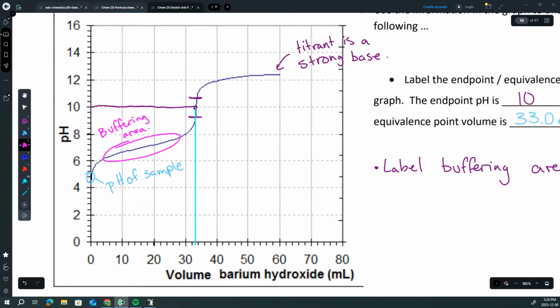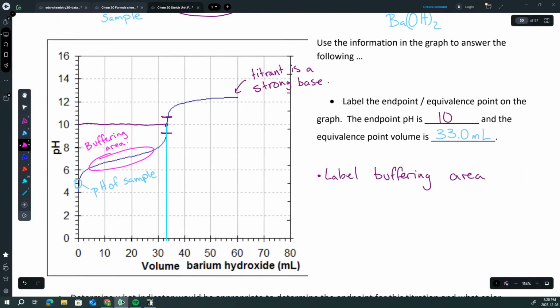Okay. And once again, for pH curves, your last plateau is never going to be your buffering area. So this plateau right here, that's not going to be a buffering area.